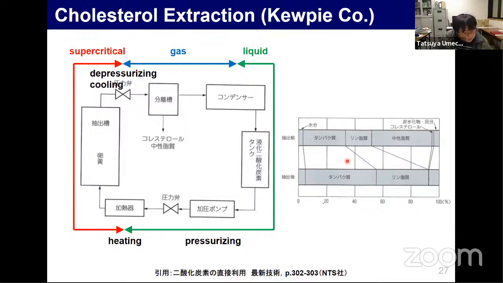The right figure is a comparison result of the composition of egg yolk before and after the extraction with carbon dioxide. By the extraction with carbon dioxide, lipid and cholesterol are almost eliminated and the composition of protein and phospholipids increases relatively.